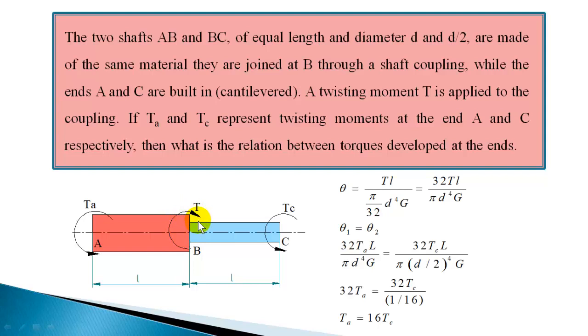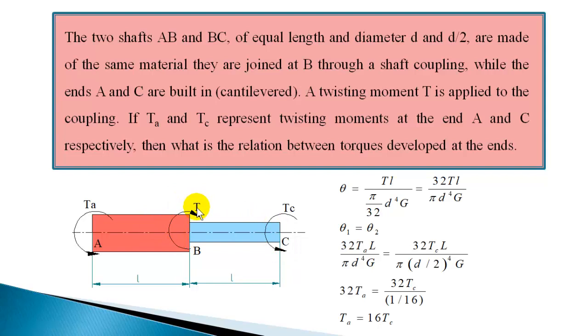And the torque T is applied at this coupling, that is at the junction the torque T is applied, and the other two ends are built-in. Built-in means fixed end, so they are fixed. So once you apply a torque, there will be a resisting torque. So at the end, the resisting torque will be opposite direction. If it's clockwise, this should be anti-clockwise. This is also anti-clockwise. So that is a resisting torque. TA and TC are the resisting torque that will be in opposite direction to this torque applied.